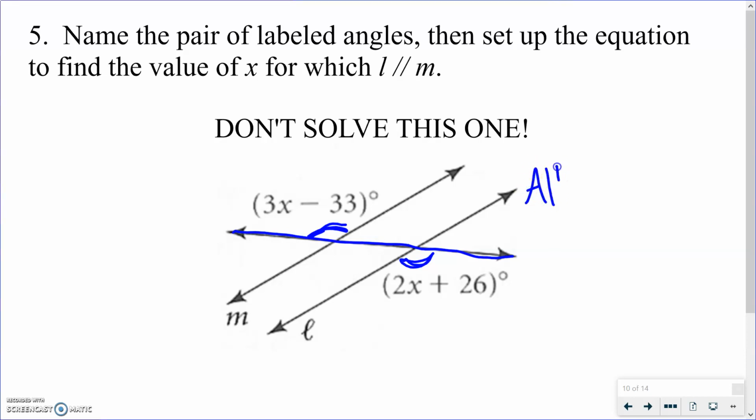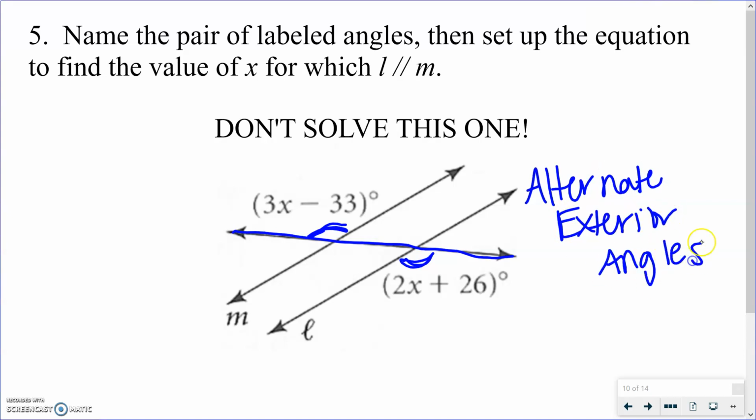alternate exterior angles, because they're on alternating sides of the transversal, so opposite sides, and they're exterior to the parallel lines. So the equation would be 3x minus 33 and 2x plus 26.